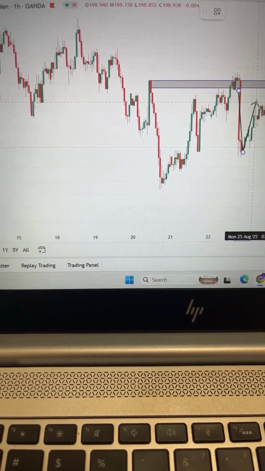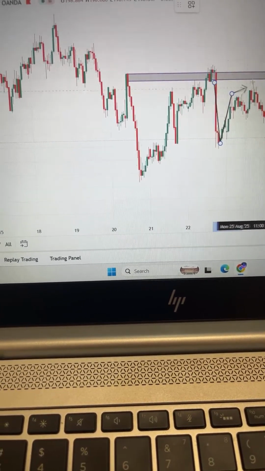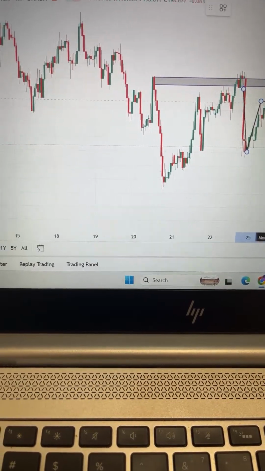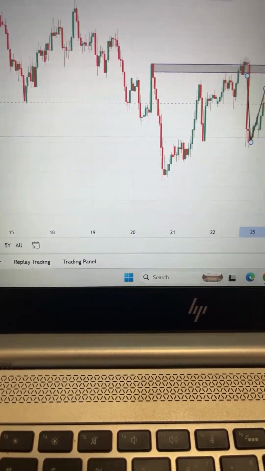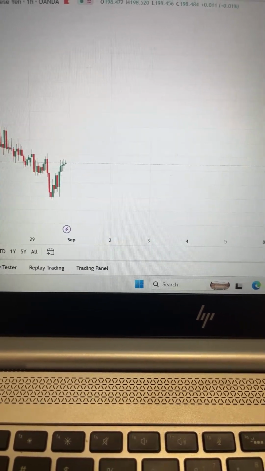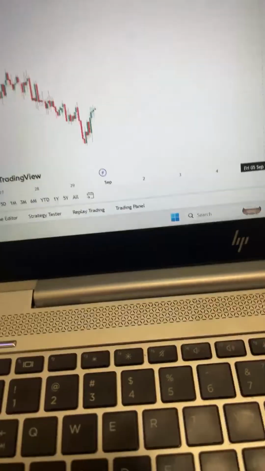See, it came here, it rejected. As you see this wick, this is called a wick. It's a rejection that is formed by a candlestick. Let me write it somewhere. So a wick is a rejection that is formed by your candlestick on the charts. That is what a wick is.